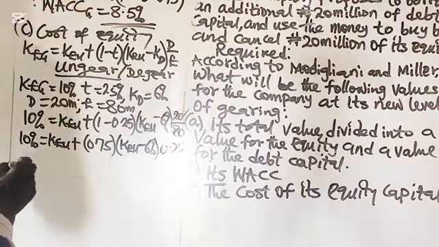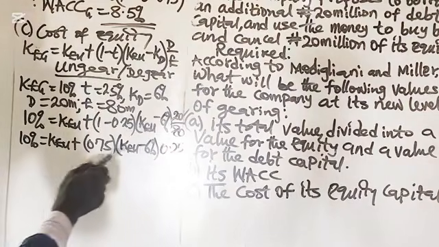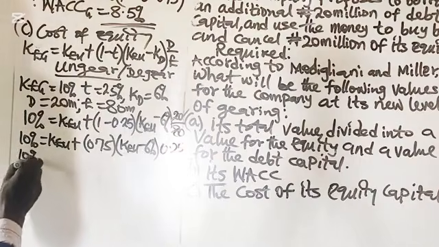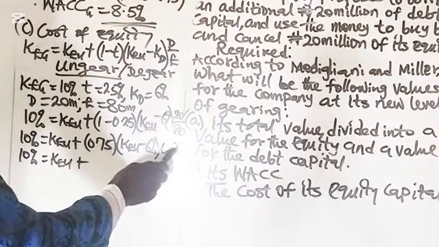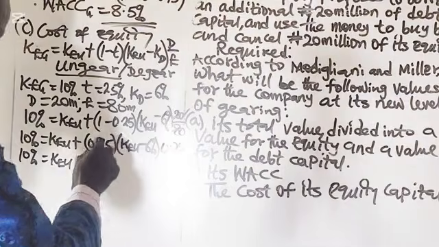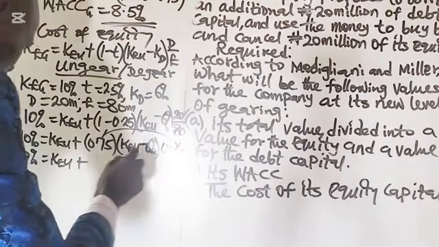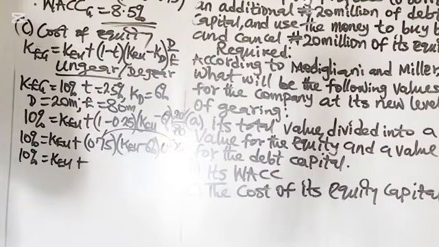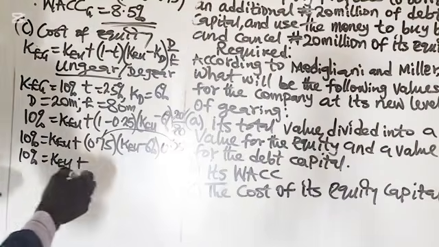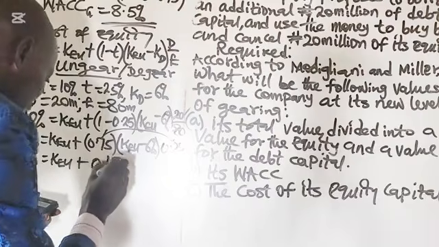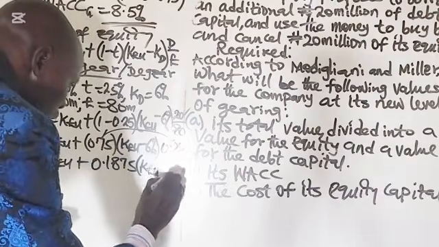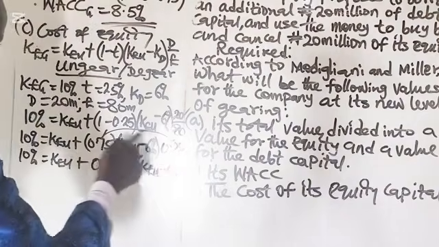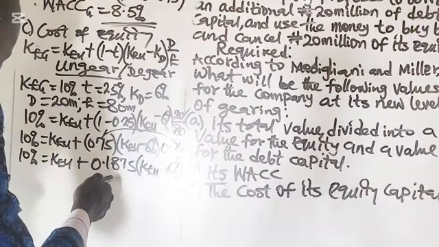So we have 10% equal to Q plus, let me multiply this one and this. This times this. I want to multiply the two: 0.25 times 0.75. That gives me 0.1875 into Q minus 6%. I've multiplied out these two. That's how I got this.